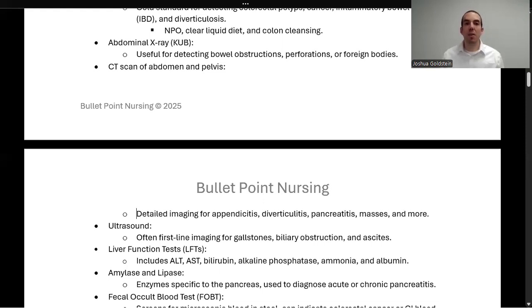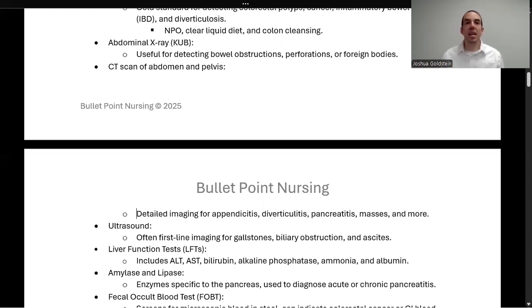Next, we have the abdominal X-ray, which is sometimes referred to as a KUB. An abdominal X-ray is used to look via regular simple plain film X-ray, and it's used for detecting bowel obstructions, perforations, or foreign bodies. KUB stands for kidneys, ureter, and bladder, because that's the most useful part that we get out of an abdominal X-ray.